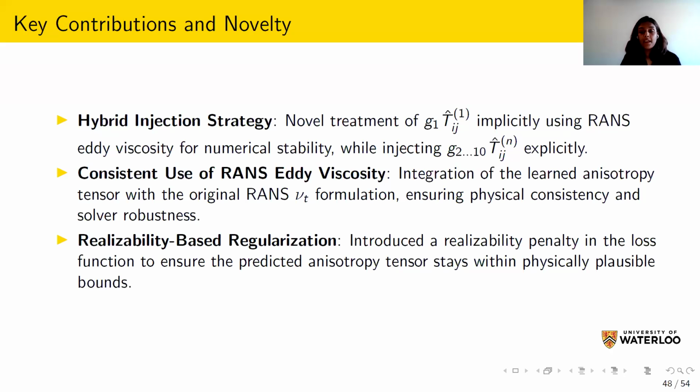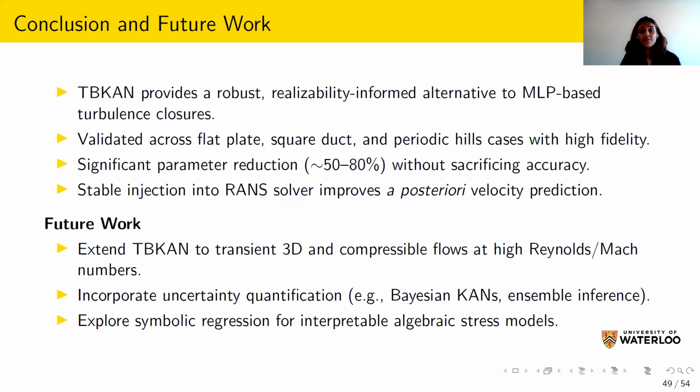And just to summarize what we've gone through, we have seen that TB-CAN is providing a robust, realizability-informed alternative to MLP-based turbulence closure. We validated across the three flows: the flat plate, square duct, and periodic hills. There is significant parameter reduction without sacrificing much accuracy, and the injection process for the a posteriori velocity prediction is fairly stable.